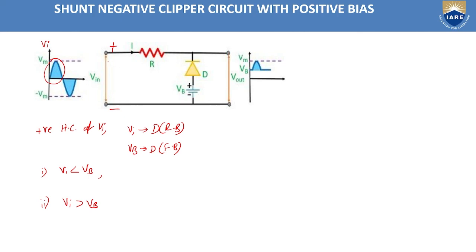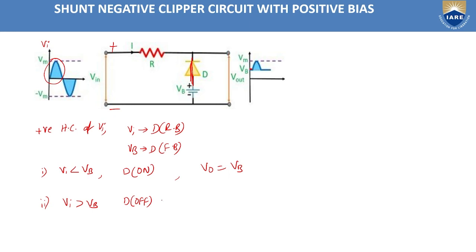If my input voltage is less than the battery voltage, in this case the diode is in on state. Why? Because for the anode terminal of the diode we are providing the more positive voltage compared to the cathode terminal, and for the next case it will be off. Why? Because for the anode terminal we are providing the less voltage. So once the diode is in on state, it is closed, like a short circuit. So in this case, my output voltage is the battery voltage we are providing, that is Vb.